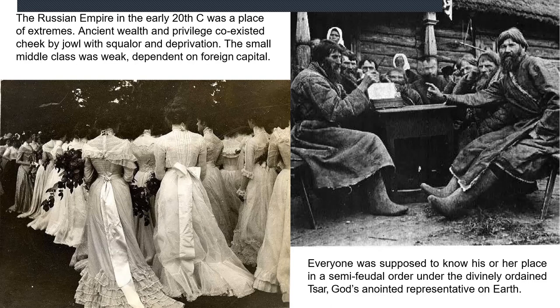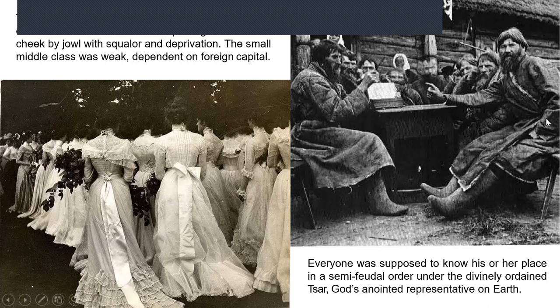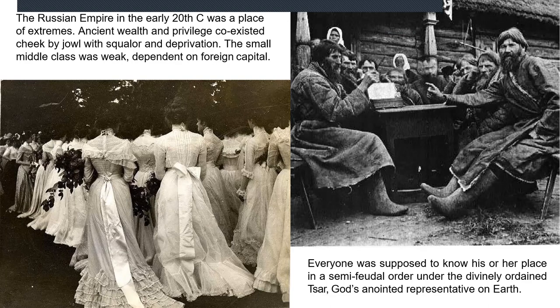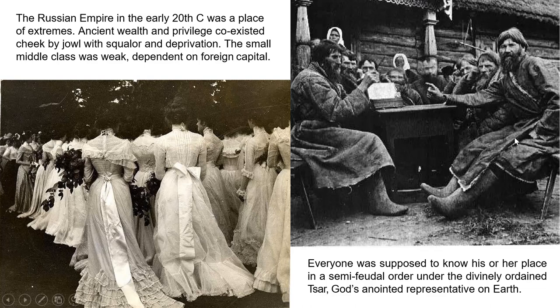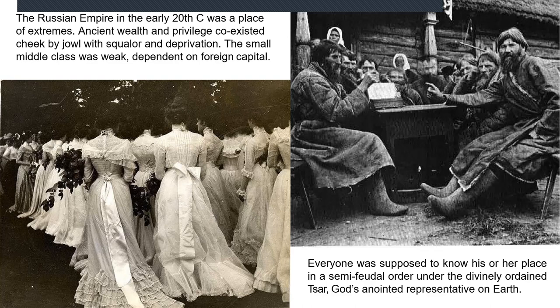Okay, so we're now dealing with the vast inequalities of wealth and poverty that existed in Russia around the period 1900 to 1905. The Russian Empire in the early 20th century is a place of extremes. You have ancient wealth and privilege associated with the aristocracy, living cheek by jowl with squalor and deprivation, which you can see on the right, which is poor peasants who make up quite a large proportion of the population. There is a small middle class in the Western sense, but this is very weak, and it's also very dependent on foreign capital, particularly from its allies, Britain and France.